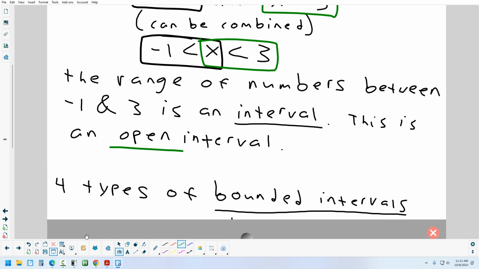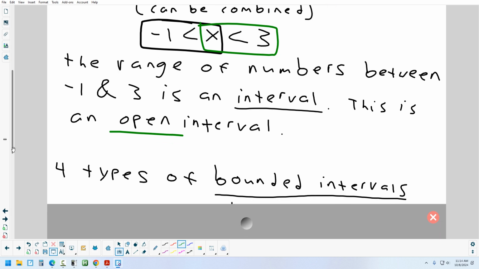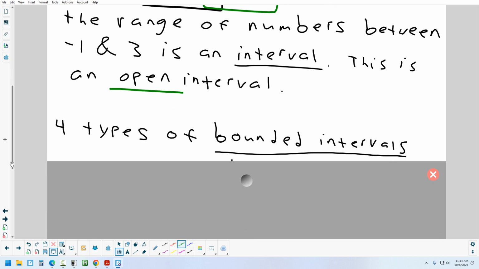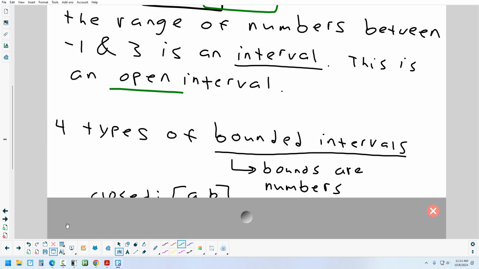What I'm going to do now is give you a few different words that are used to describe intervals. When you think of something being bounded, what do you think of? Like if there's bounds, what do you think that means? They're like boundaries. There's limits. There's an area that you can go. There's a space that is defined. When we have bounded intervals, what that means is that we start and we stop at a number.